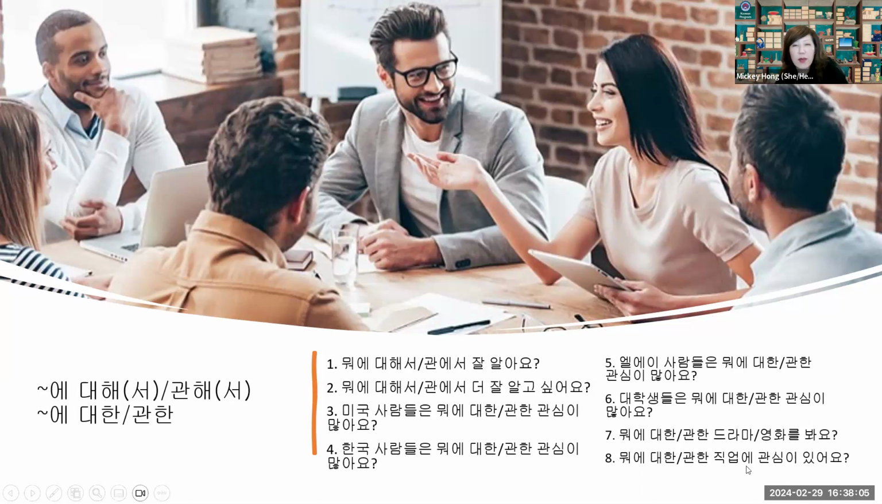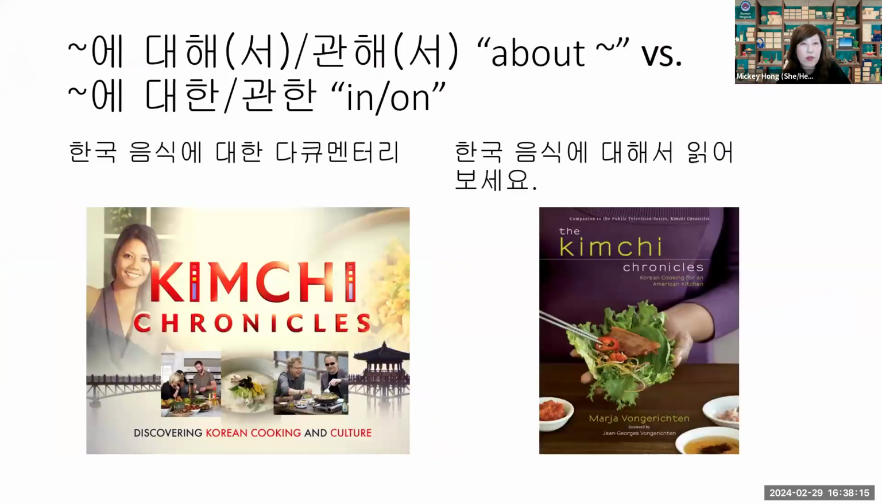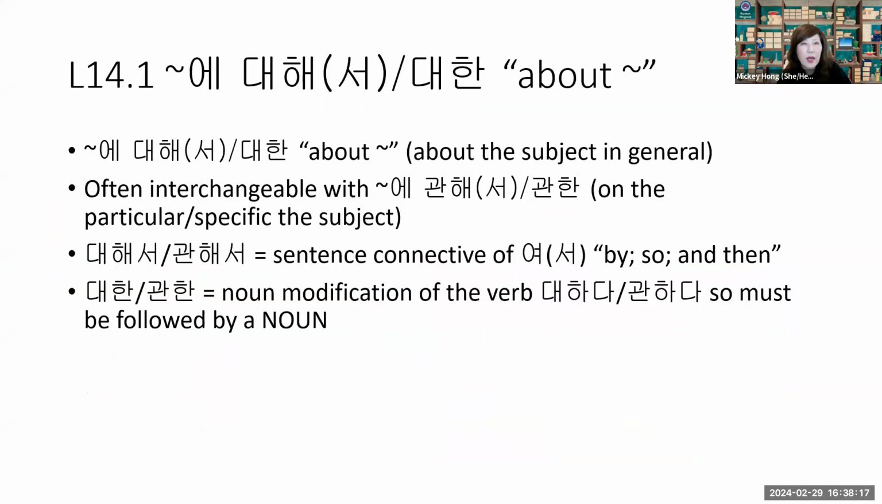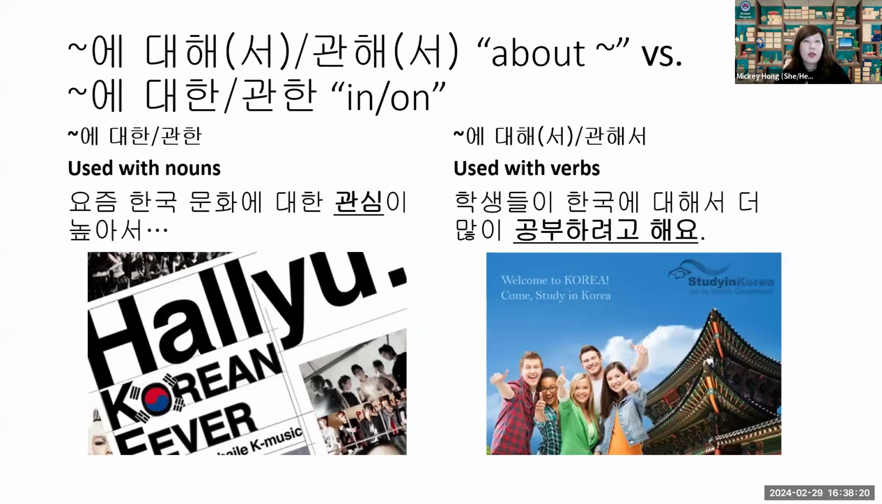건축에 관한 직업에 관심이 있어요. I'm interested in jobs in relation to architecture. You can say, just remember the most important thing is that 에 대해서, 관해서 has to be followed by a verb.